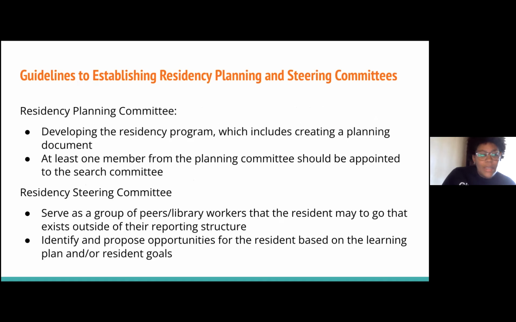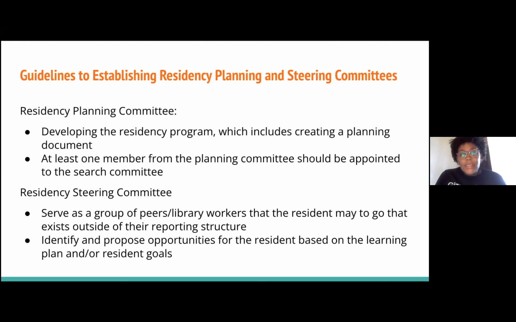I'm going to go over the guidelines for establishing a residency planning and steering committee. The purpose for establishing a residency planning committee and a residency steering committee is to provide structure and support for the resident from the initial planning stages through the end of the residency. The planning committee is a short-term committee that should set goals and evaluations and assessment for the program. The residency steering committee, on the other hand, is intended to be a continuous support system for the resident or the residency cohort that offers guidance throughout their residency timeline and experience.